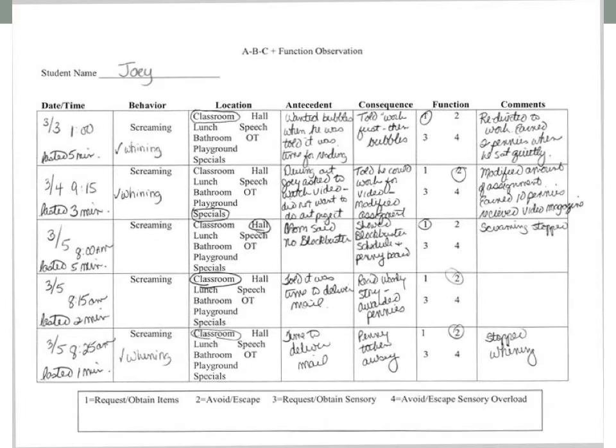This is another example of ABC. This form is more specific and the observer wants to observe this person Joy's screaming behavior. The observer specifically includes where the behavior occurs and the possible functions. We know the possible functions, the four possible functions. So after this teacher had observation, then he will circle one of the possible functions for that instance.